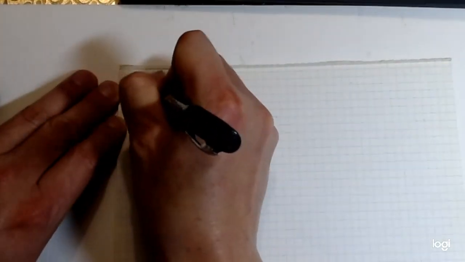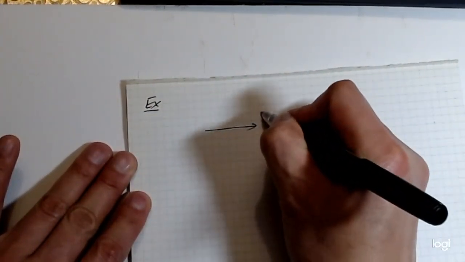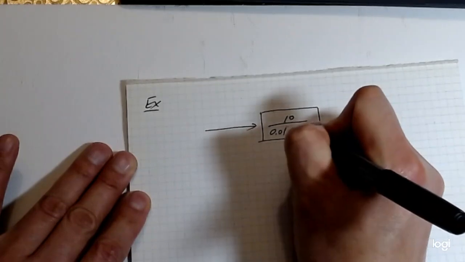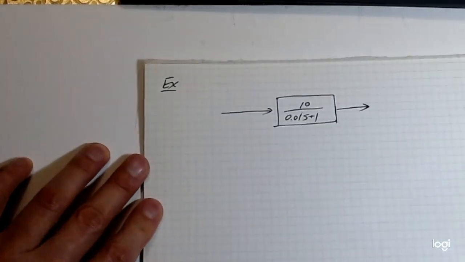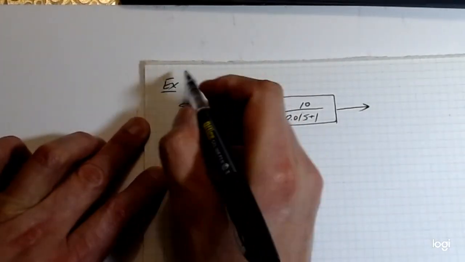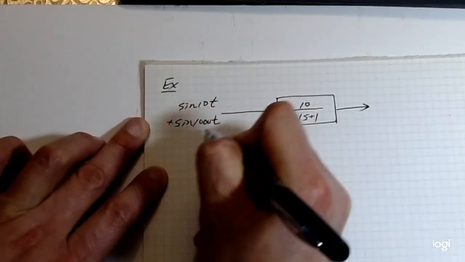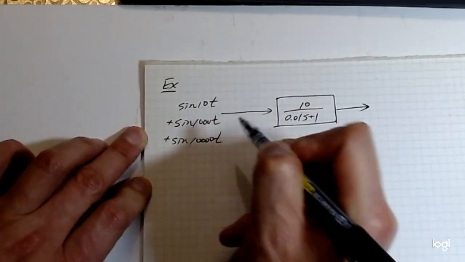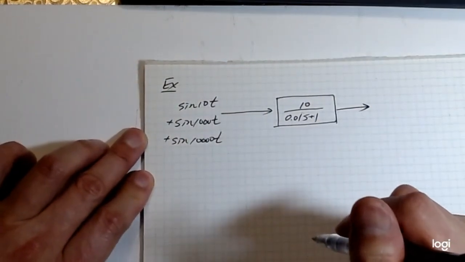Okay, let's look at some simple examples. Let's say I have an input signal going through a typical first order system with a transfer function. The input signal is a sum of three sinusoids: sine 10t plus sine 1,000t plus sine 10,000t. So what would the frequency spectrum look like in magnitude?